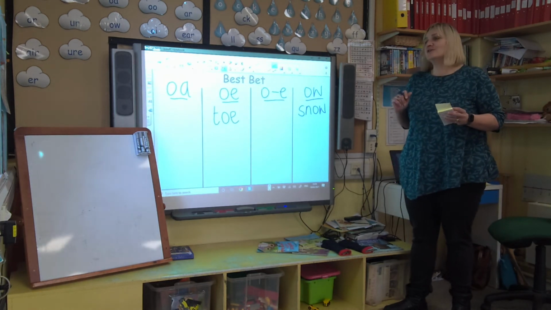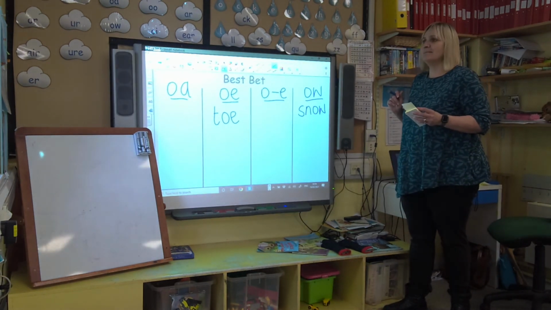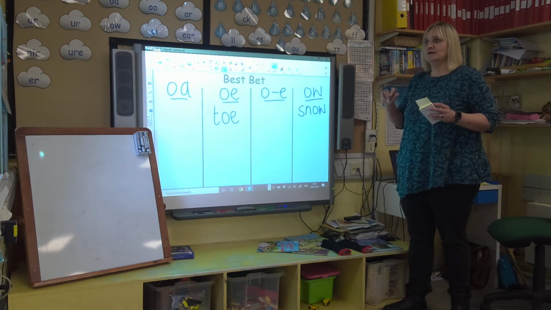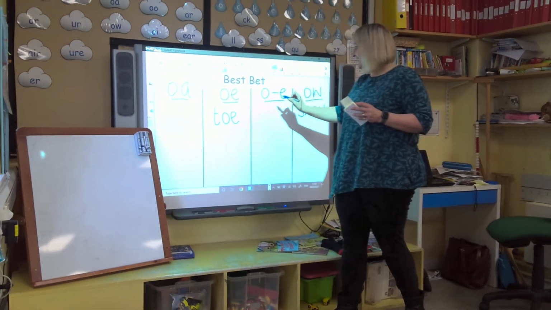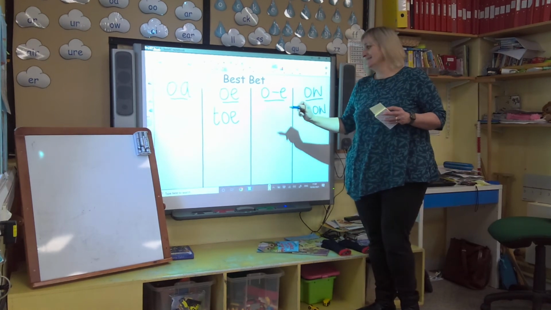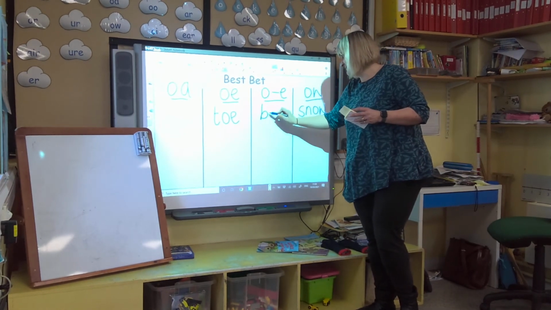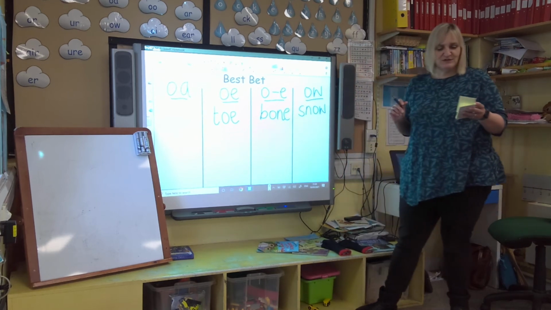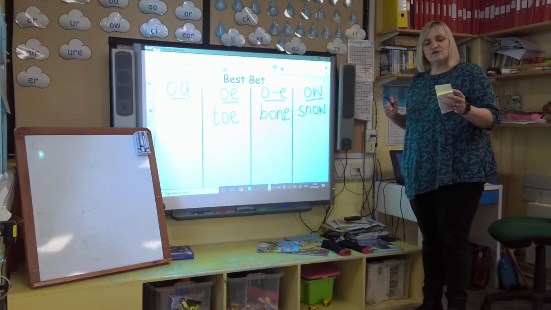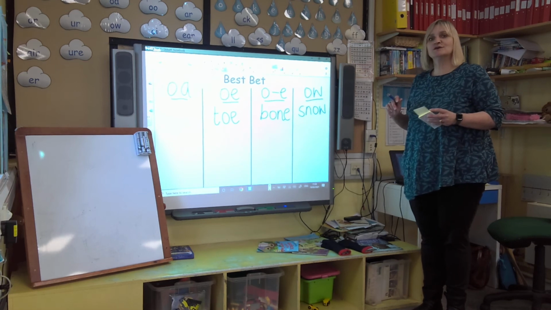And where are you going to put bone? Bone. Have a look. Where do you think it's going to go? Bone. And what about coat?